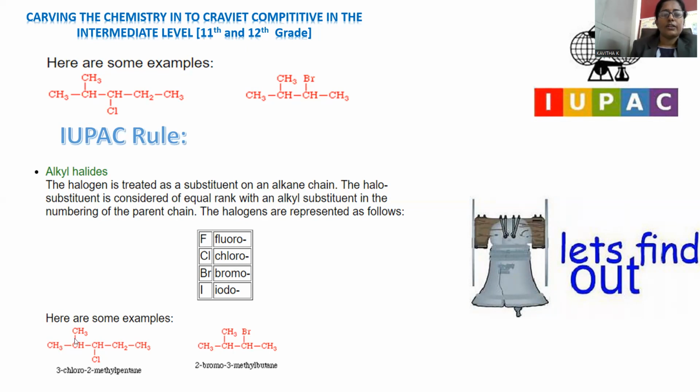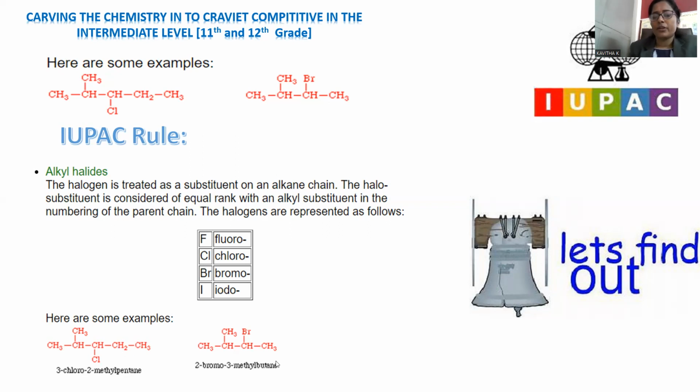So here 2-methyl will be there, 3-chloro will be there, and the parent chain has 5 carbon atoms. But in order to write its name, we have to follow alphabetical order. C will come first over M. C for chloro, M for methyl. So 3-chloro-2-methyl pentane will be the right naming for compound number 1.